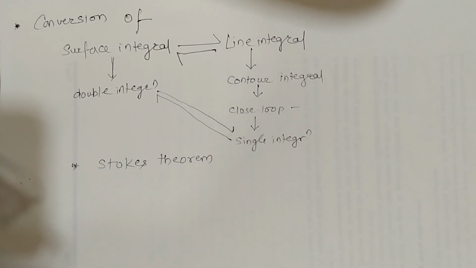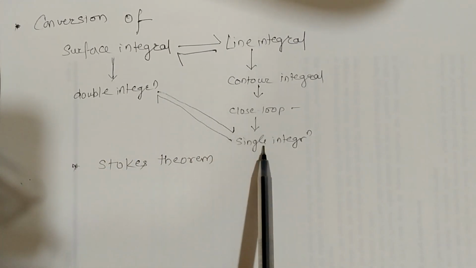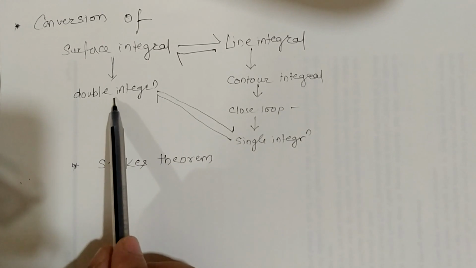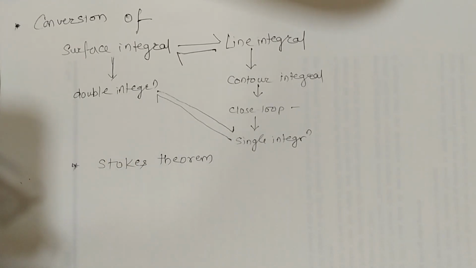With the help of Stokes theorem, we can convert a double integration into a single integral, and a single integral into a double integration. So Stokes theorem helps us convert multiple integrals into single and single into multiple. I hope you understand the concept. Now, what does Stokes theorem state? First we try to understand it, and then we'll move towards the actual mathematical proof.